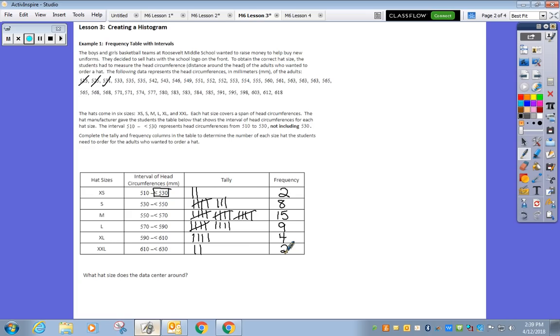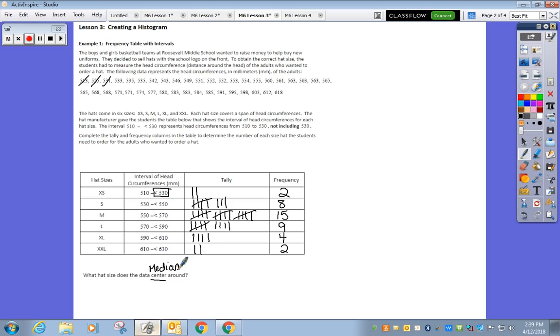Okay, so now they want to know what hat size does the data center around. We could look at doing our median here, and since the data is already in numerical order, we can do this somewhat easily on the list that's already given to us. So if we use our median, we can either count one for one, beginning to the end, or we can see how many total pieces of data we have and divide it by 2.